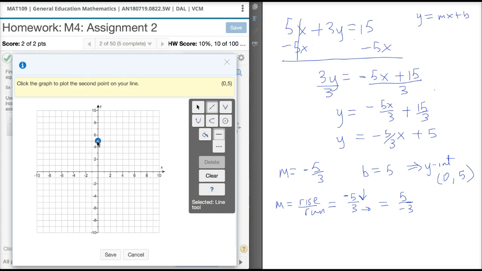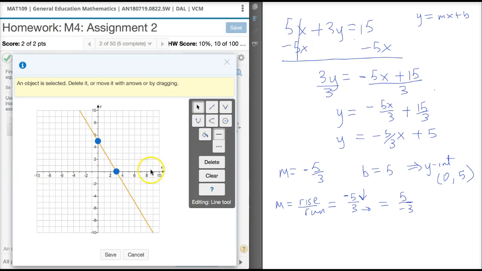And here, what this is telling me is go down 5 units. So 1, 2, 3, 4, 5, and then run to the right 3 units. 1, 2, 3. And I click. Now, I got very lucky here because the point that I actually found when I started at the point 0, 5 and went down 5 units and to the right 3 actually was a point that is on the x-intercept, okay?